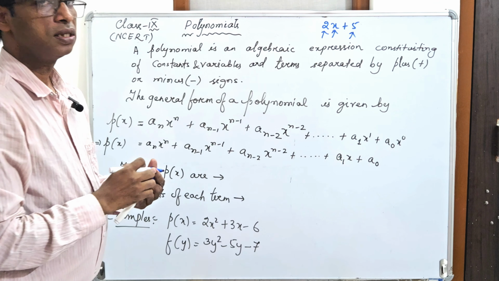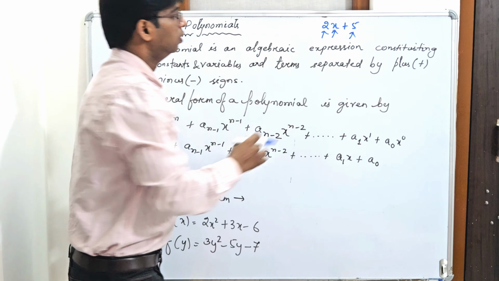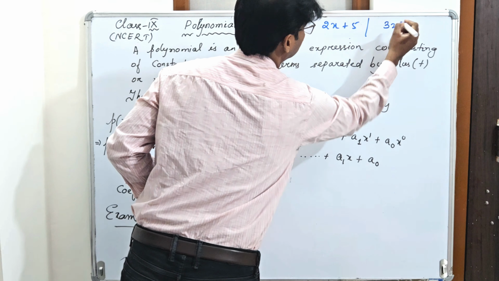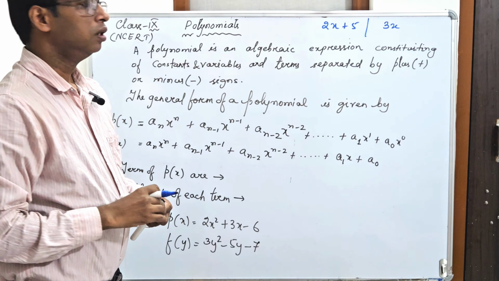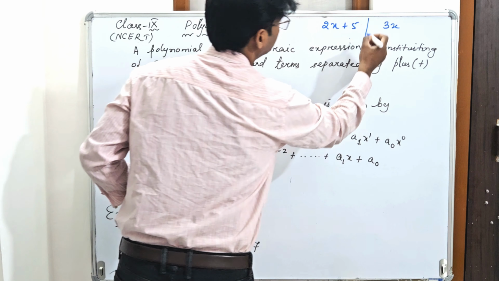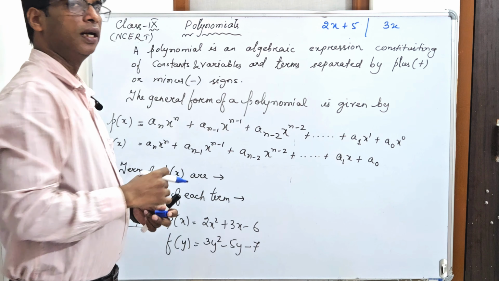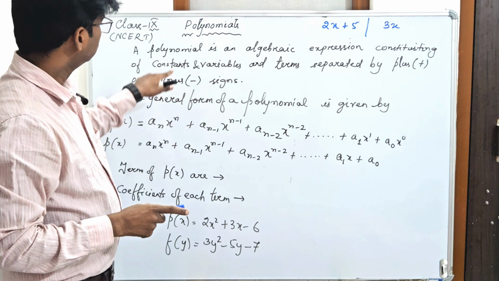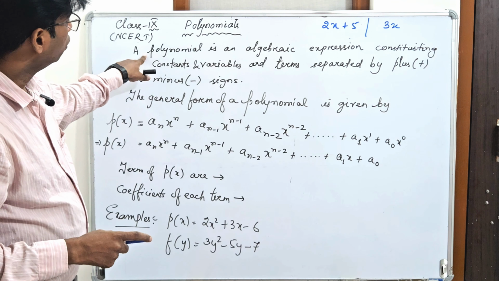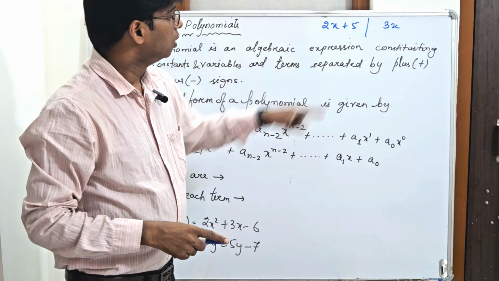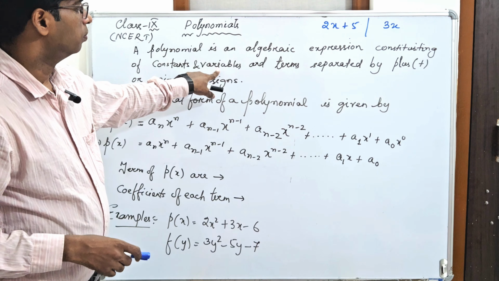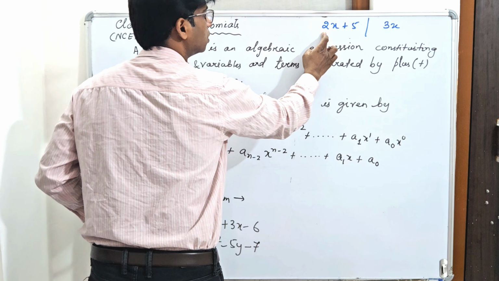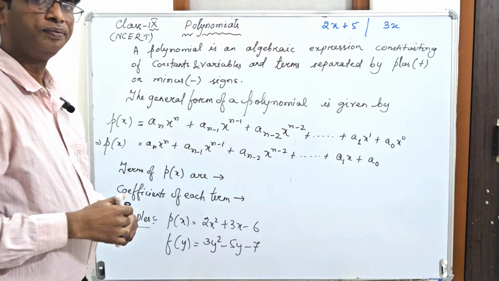How many terms can you see here? 2 terms are there. Still, if a single term is there, like if I write 3x, this is also an algebraic expression. So we can write as many terms in a polynomial, or we can write a single term in a polynomial also. The polynomial in class 9 has the definition: a polynomial is an algebraic expression constituting of constants and variables. You can see constants are there, variables are there, and constants are multiplied with variables to form a product.